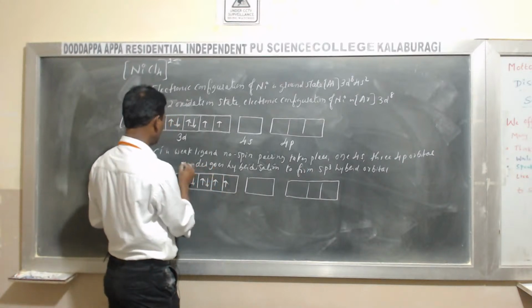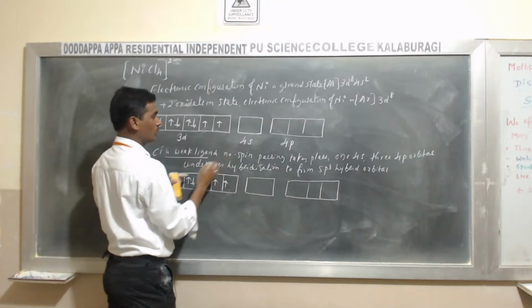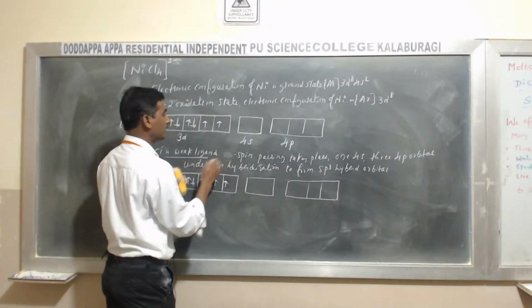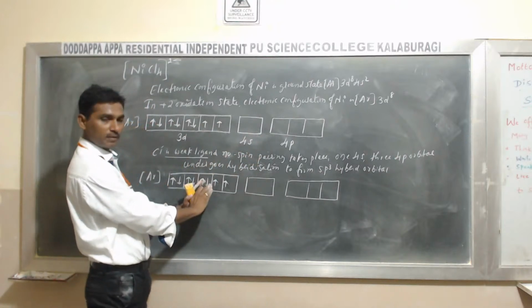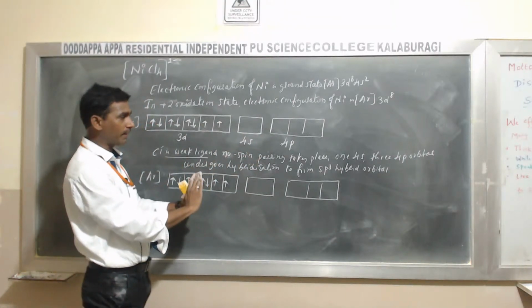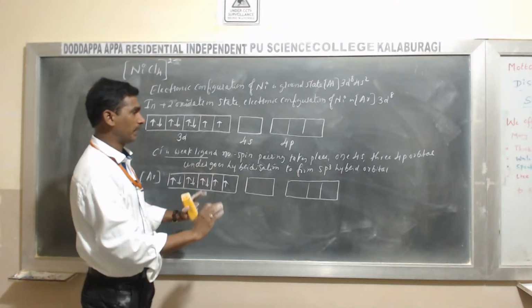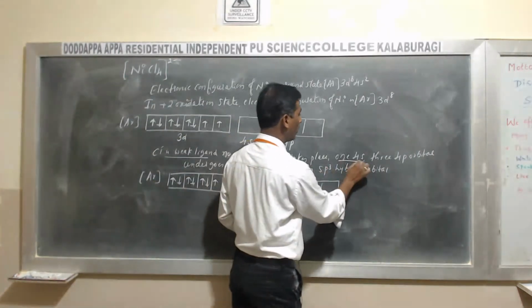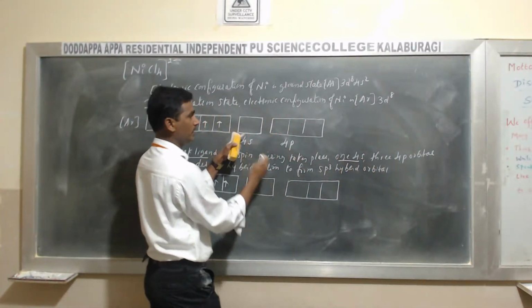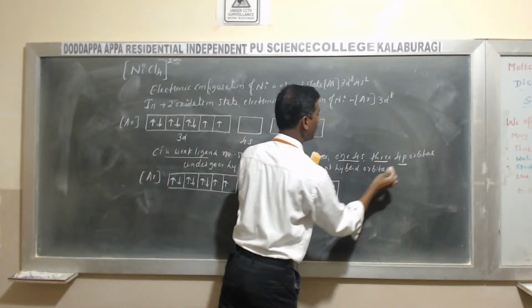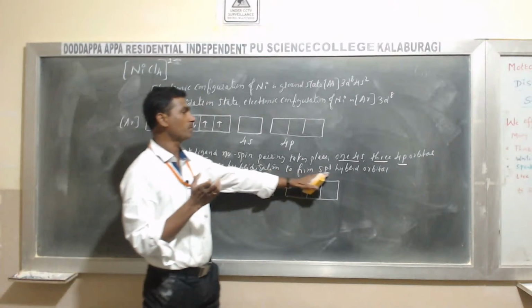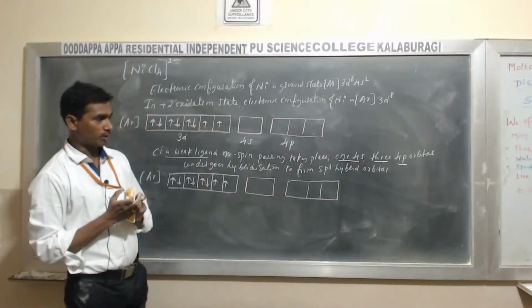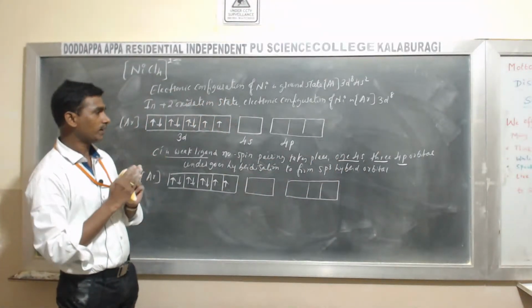So what is this, anybody? Chloride is a weak ligand. Next, no spin pairing takes place. No spin pairing means unpaired electrons remain. So finally one 4s and how many p? Three 4p orbitals undergo hybridization to form sp3 hybrid orbitals. It gives 4 equivalent hybrid orbitals.